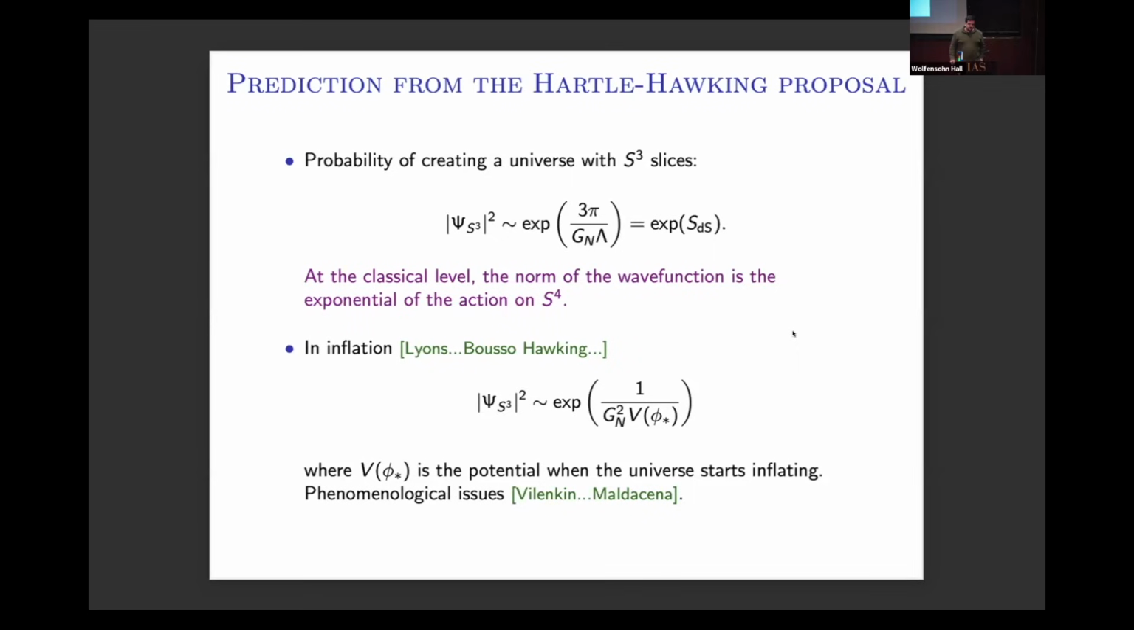In inflation, one has to be a little bit more careful, and that was done in the past. The upshot is that the cosmological constant is replaced by the potential at the beginning of inflation. This has some phenomenological issues pointed out, I think, first by Vilenkin and then nicely reformulated by Maldacena, which I'm not going to address in this talk, but I just wanted to mention it.